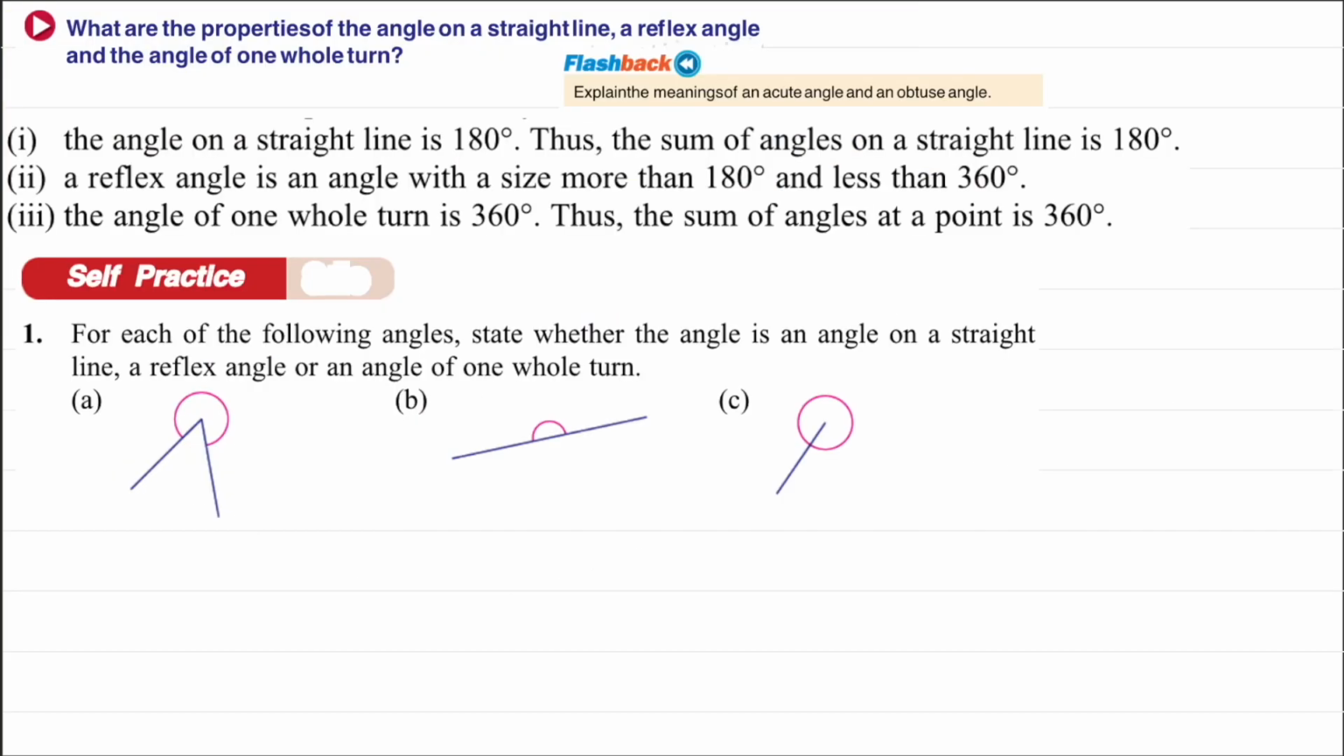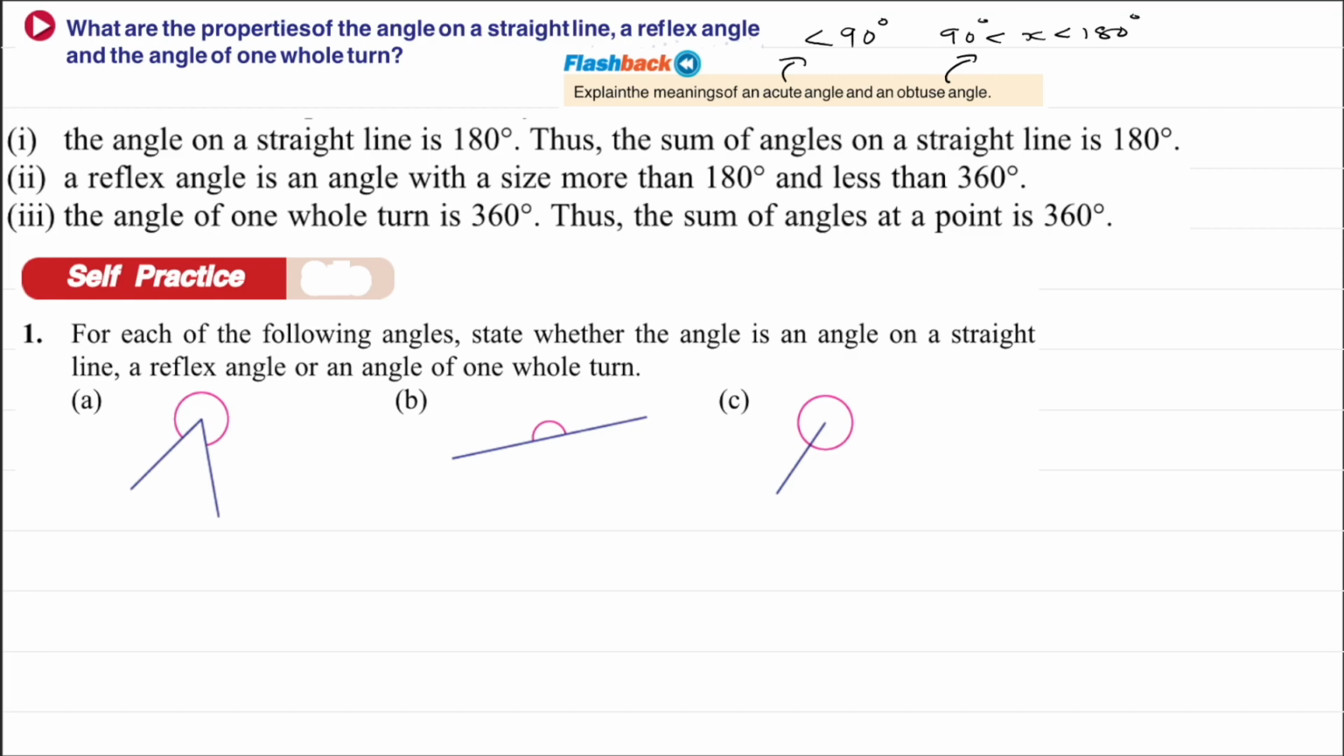Right. What are the properties of the angle on a straight line, reflex angle, and the angle of one whole turn? So disuruh flashback kat situ, explain the meaning of an acute angle and obtuse angle. Okay, acute angle ni, siapa ingat lagi? Acute angle ni adalah angle yang less than 90 degrees. Kalau obtuse ni, dia angle dia terletak di antara 90 dengan 180.